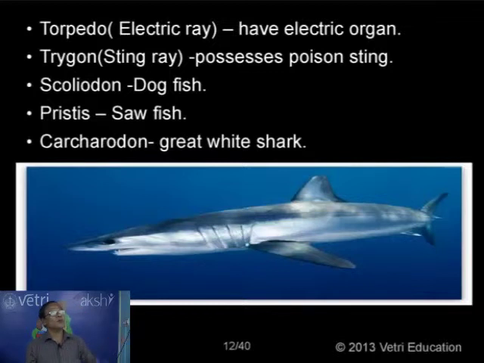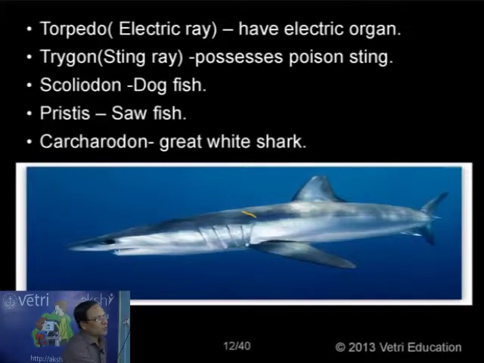Scoliodon, this is the common dogfish, the common shark. Scoliodon, dogfish, nothing but a shark. Now, Pristis, a sawfish, having a saw-like structure. The nose is projected into a long saw-like structure, and on either side some saw-like plates are present. And then Carcharodon, which is nothing but a great white shark. So it is white in color.